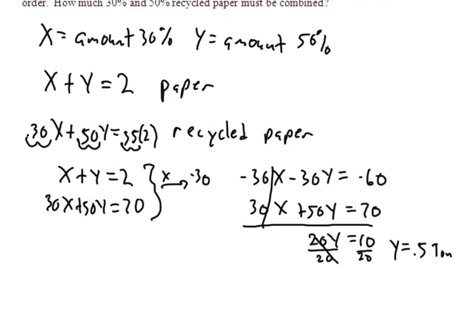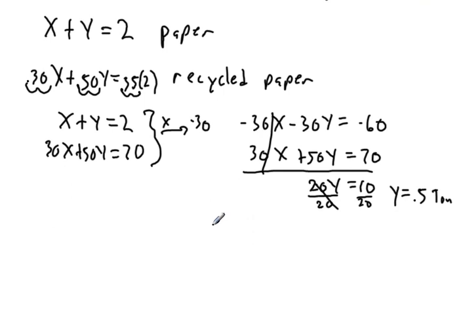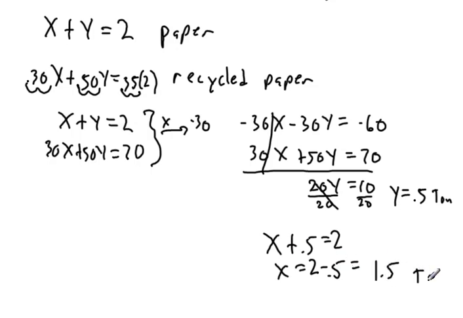So then, how much of x do we need? Well, knowing that the total is equal to 2, we now have x plus 0.5 is equal to 2. So x equals 2 minus 0.5. So x would be equal to 1.5 tons.